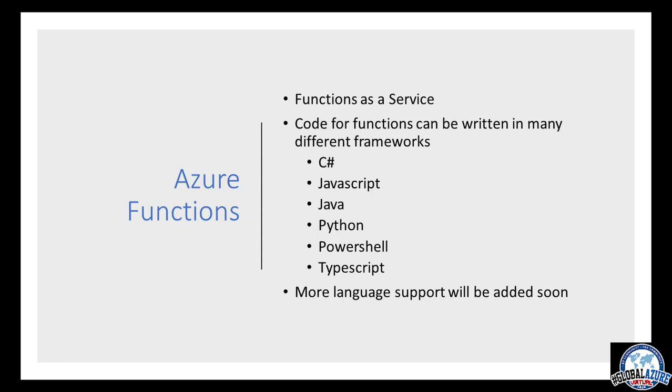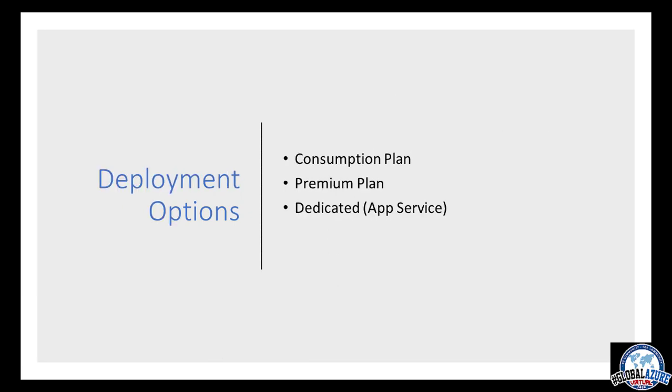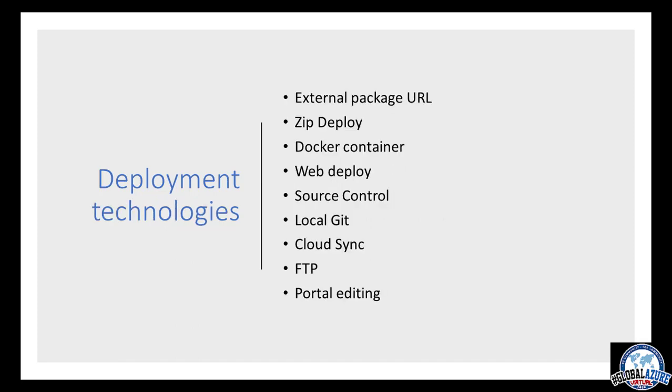To develop Azure Functions, you write pieces of code in one of the many languages that are supported. For example, JavaScript, C#, Java, Python, PowerShell, or TypeScript. And there's many more languages that are coming soon. When you deploy Azure Functions to Azure, we have three types of deployment options. There's a consumption plan, the premium plan, and also the dedicated plan, which is hosted on app services. There's also many ways you can deploy your code as well. So there's external package URL, zip deploys, Docker containers, web deploys, source control, local Git, Cloud Sync, FTP, and even manually creating them on the Azure portal.